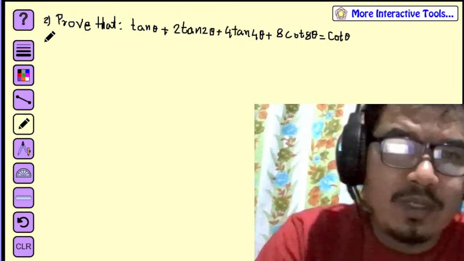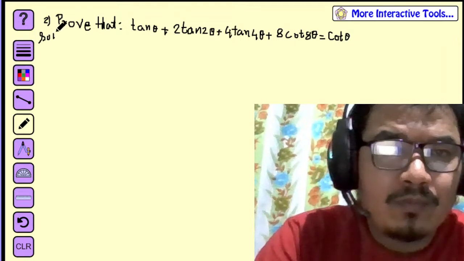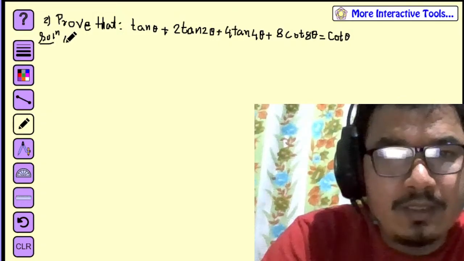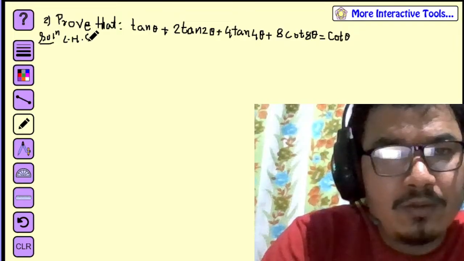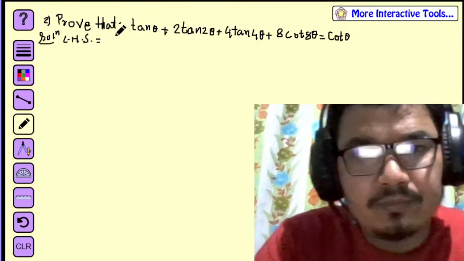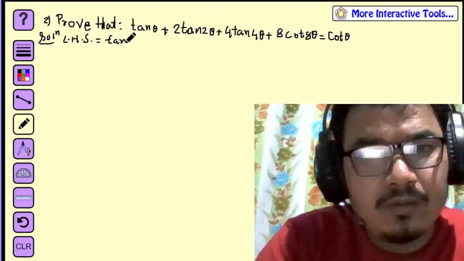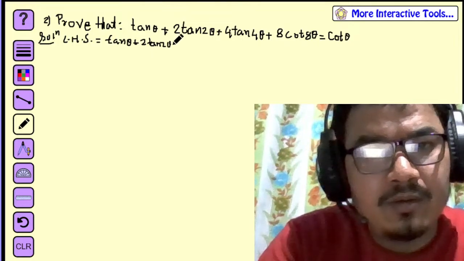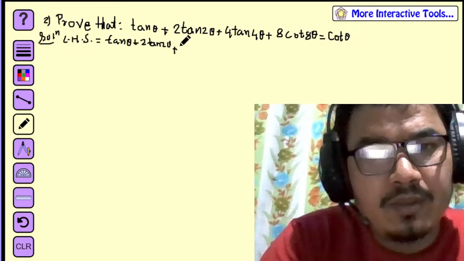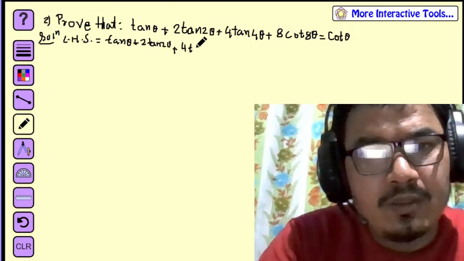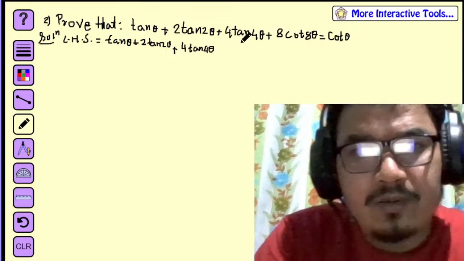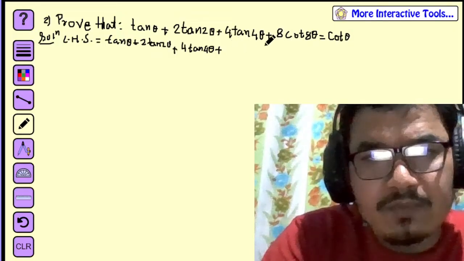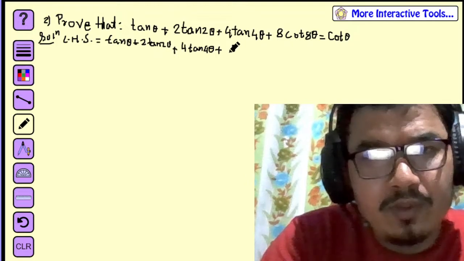In this case, how to solve? How to prove this? I want to show you here. Solution: LHS equals tan theta, write the first term the same, and the second term also the same, 2 tan 2 theta, and the third term, 4 tan 4 theta, plus the last one, 8 cot 8 theta.